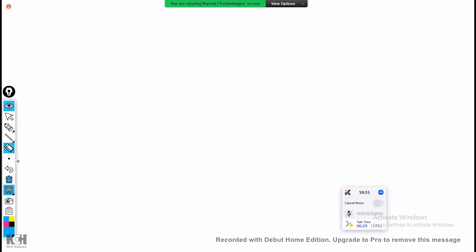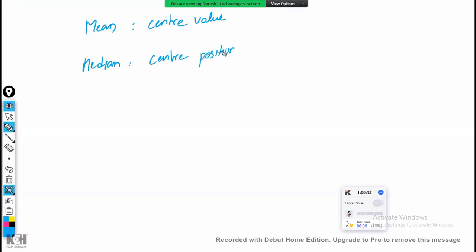Now, what is the difference? The question is, what is the difference between mean and median? Mean is called the center value. Whatever is in the center, that value is called the mean. Median means center position value. In the center position, whatever the value is there, that is called the median. They both are different.